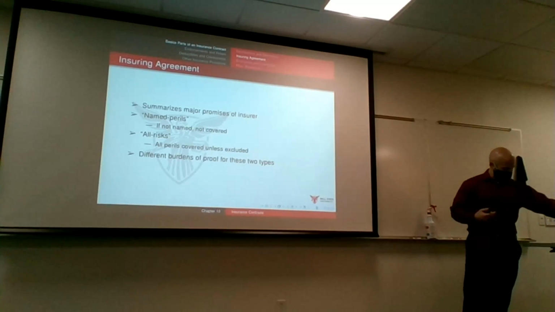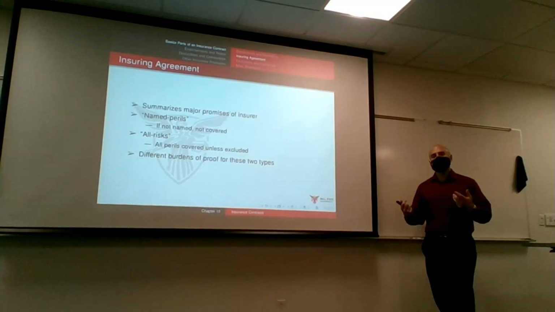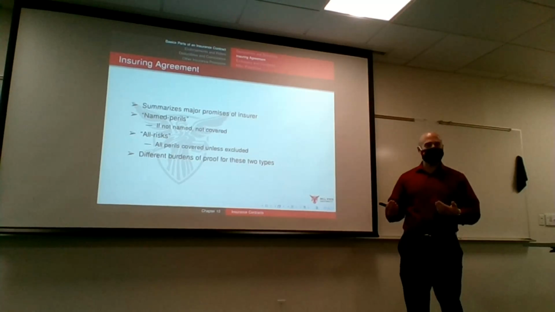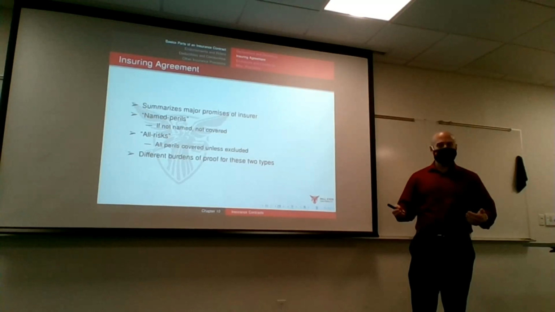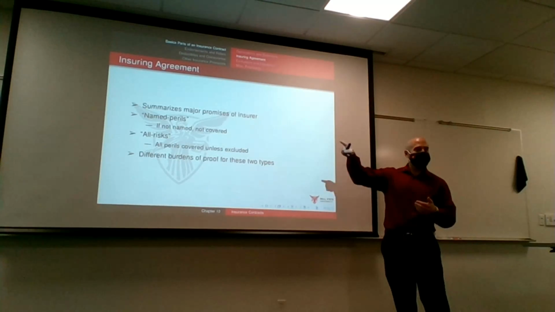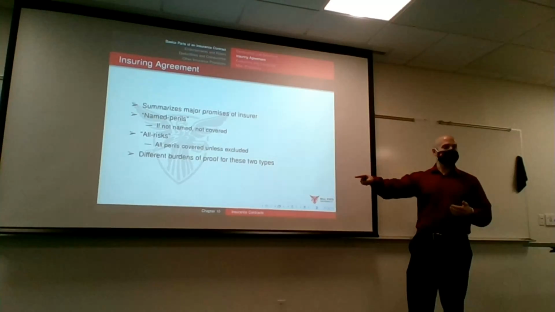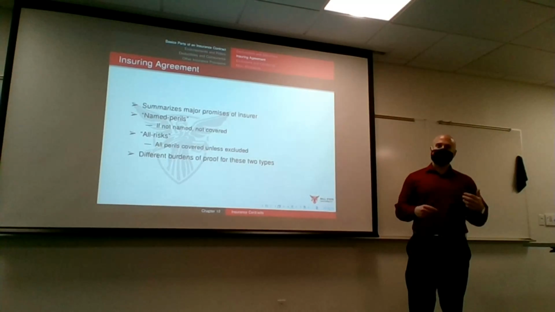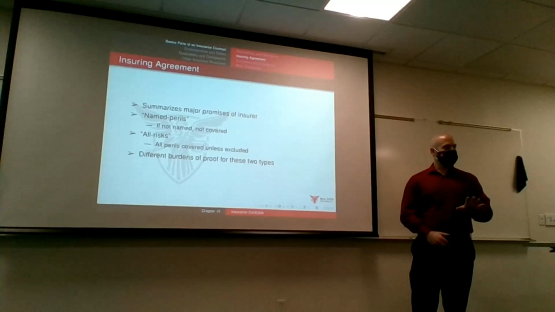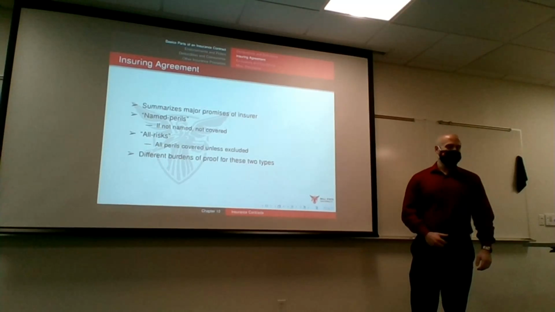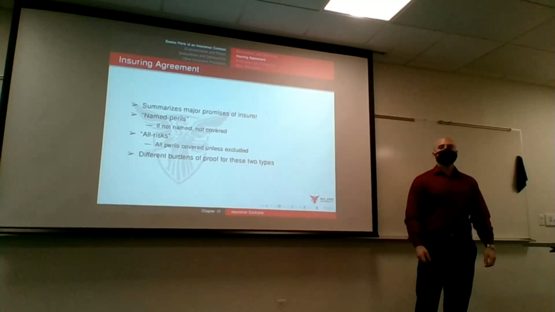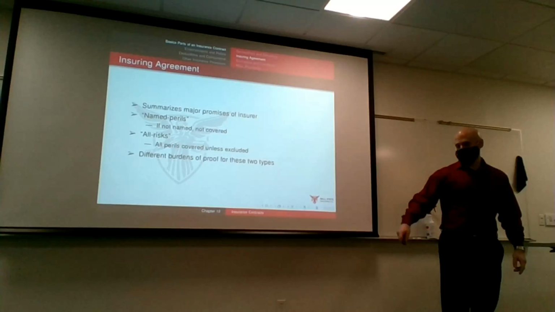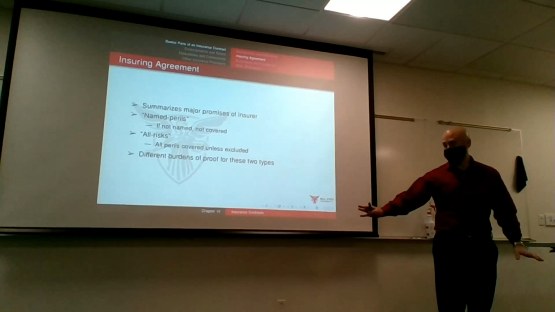For the named perils, we tend to think that this is for the policyholder, the insured. So you have that policy. You have to say, hey, look, no, this is on the list. So you have to, we could say, prove that the loss is a named peril or risk. On the other hand, with an all risk policy, the insurance company has to say, no, it's on this list, so we're not covering it.